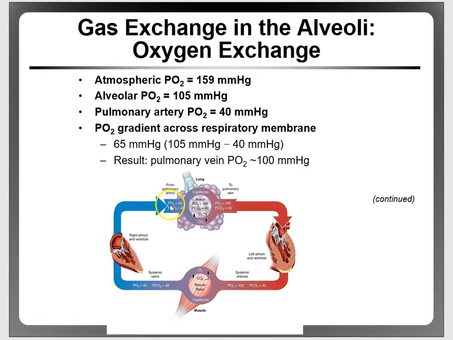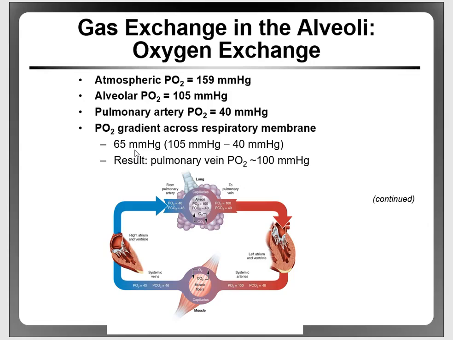So as the blood is coming from the right side of the heart, that's deoxygenated blood going out the pulmonary trunk, to the pulmonary arteries, circulating into these capillaries around the alveoli with the goal of picking up oxygen and getting rid of CO2. By this point, the partial pressure of oxygen is 40 millimeters of mercury. That's 65 millimeters of mercury less than the partial pressure of oxygen inside the alveoli. So that 65 is the pressure gradient for oxygen across the respiratory membrane that we just talked about.